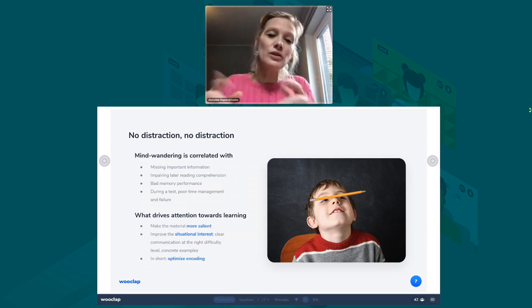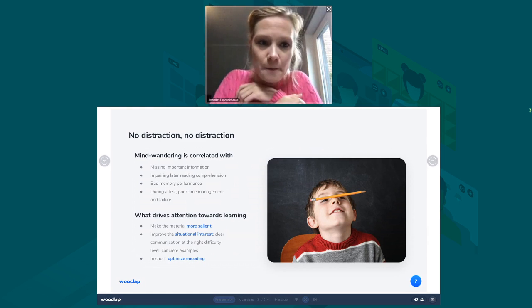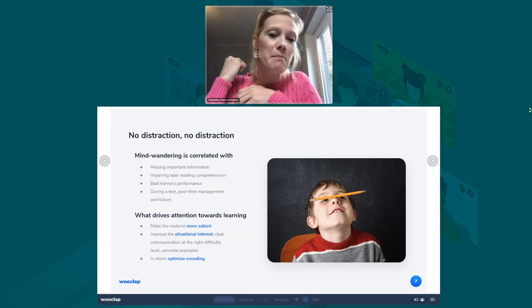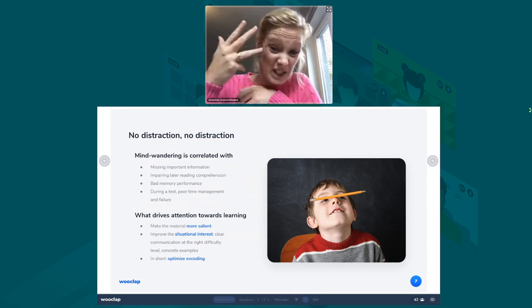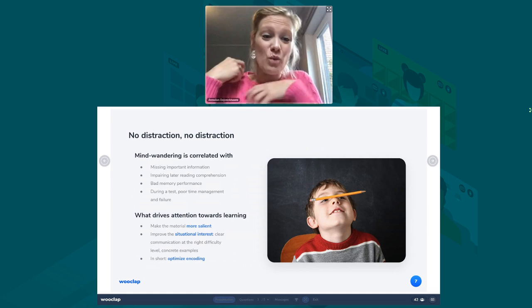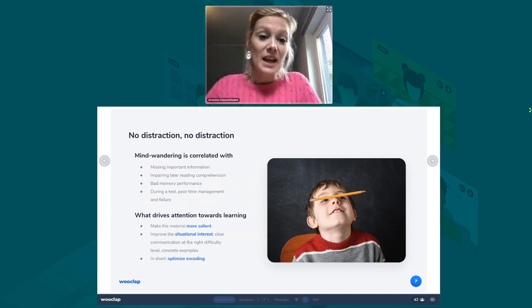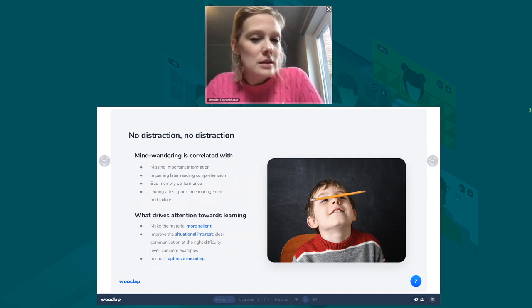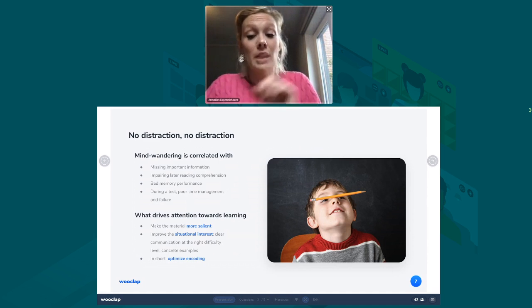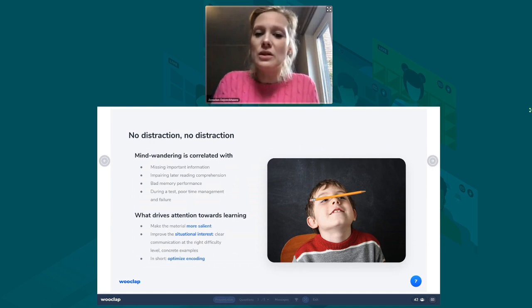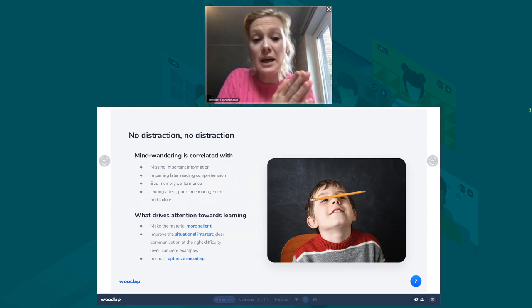We see that mind-wandering is correlated with missing important information, impairing later reading comprehension, bad memory performance during tests, poor time management, and of course, what drives attention towards learning? Make the material more salient. Saliency comes from internal motivation or from external techniques, okay? No control over individual interests, so improve the situational interests. Clear communication at the right difficulty level and concrete examples help. So in short, you should optimize the sensory or the encoding stage, as during the encoding stage, unattended information is just lost forever.